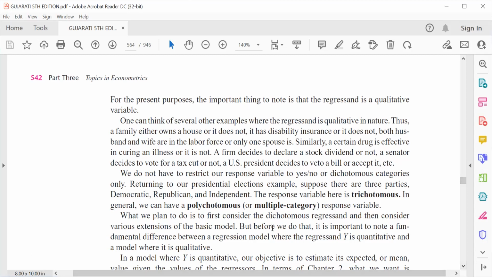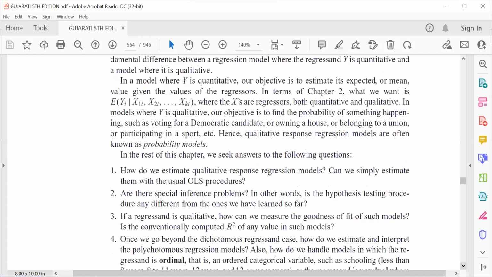For example, a family wants to buy a car or not. A family either owns a house or not. Has a disability insurance or does not. Both husband and wife are in the labor force, or only one is. Similarly, a certain drug is effective in curing an illness or it is not. These are some examples of nonlinear regression models.